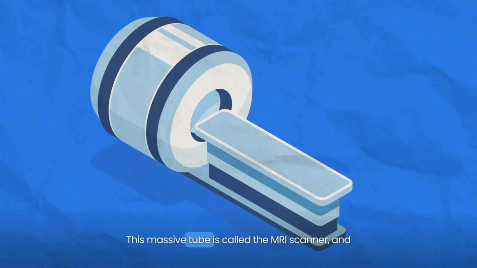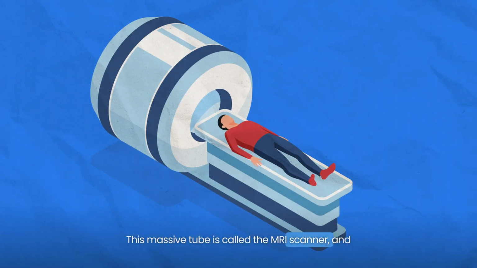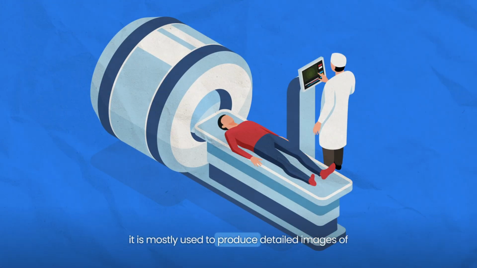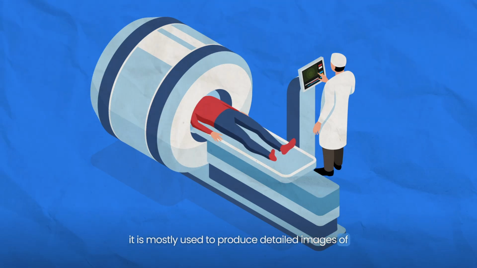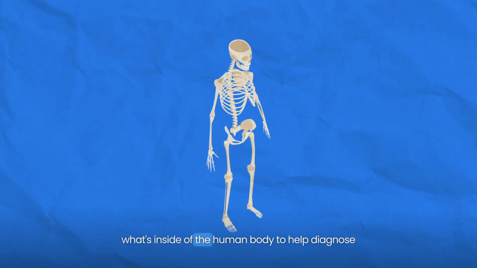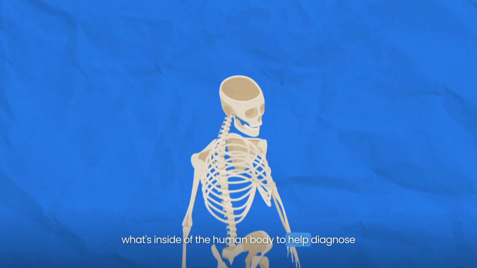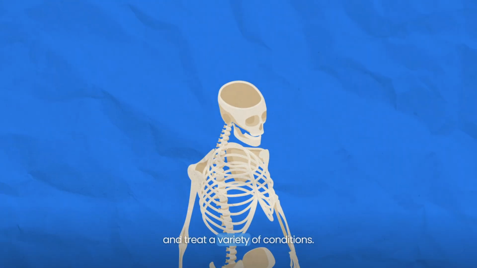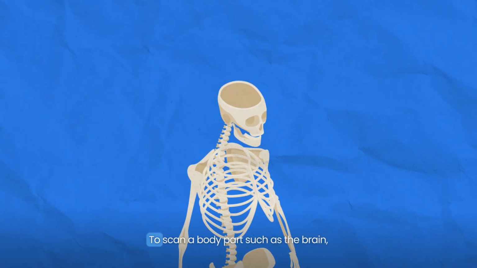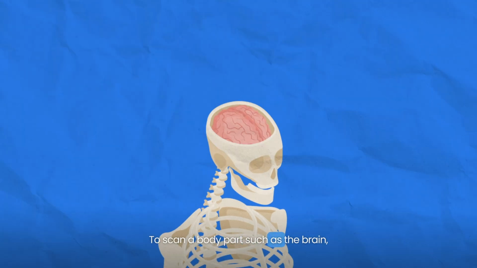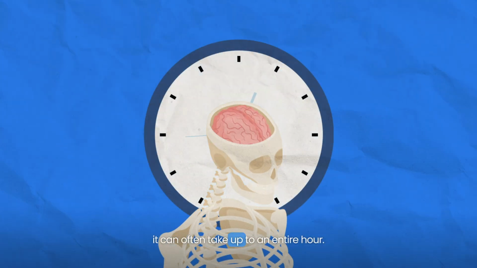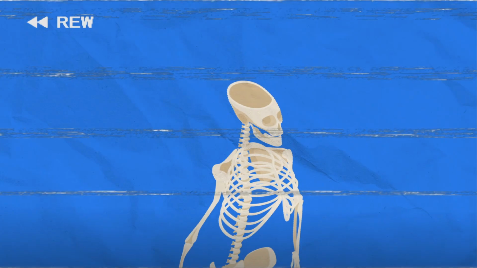This massive tube is called the MRI scanner, and it is mostly used to produce detailed images of what's inside of the human body to help diagnose and treat a variety of conditions. To scan a body part such as the brain, it can often take up to an entire hour.